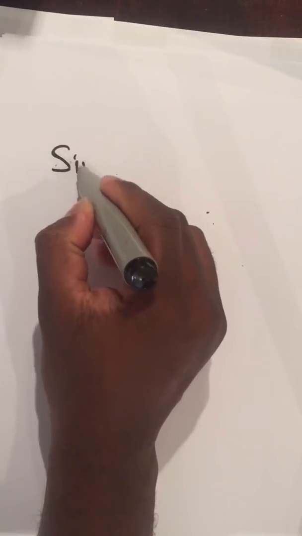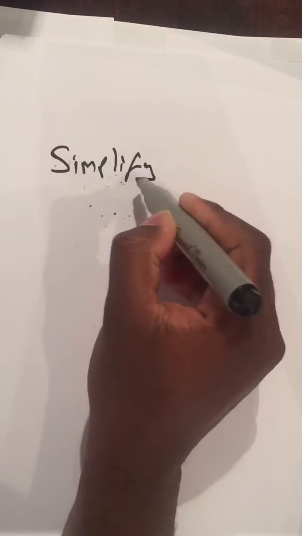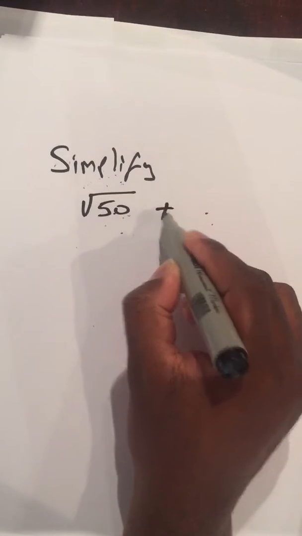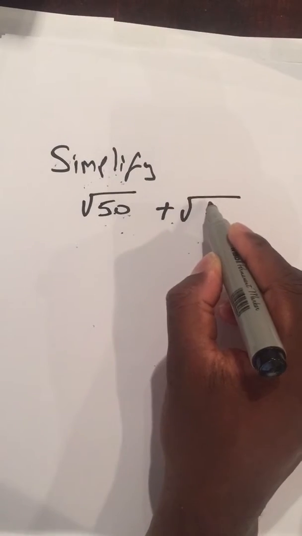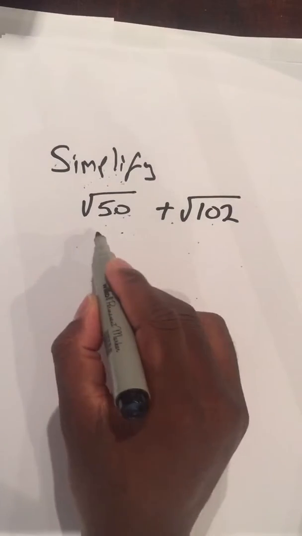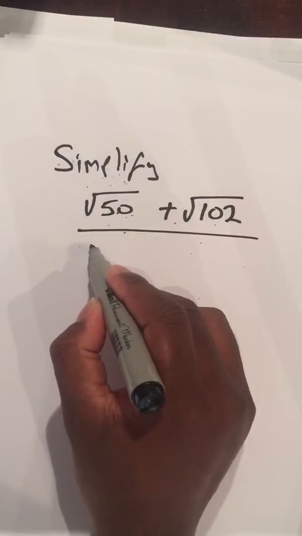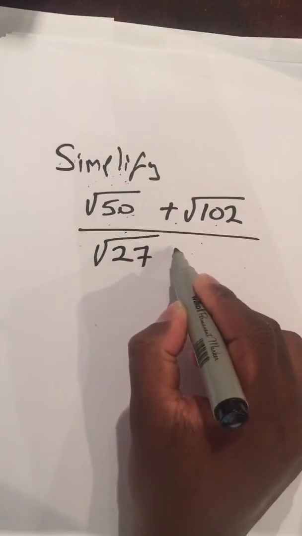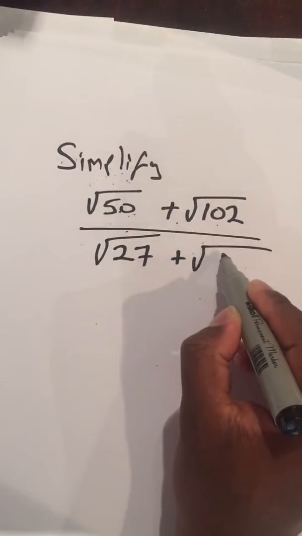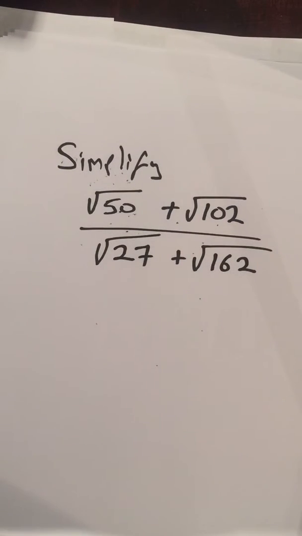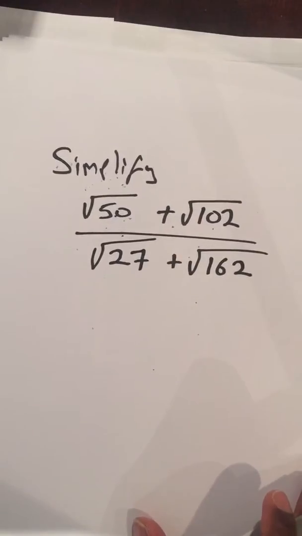So simplify root 50 plus root 102, divided by root 27 plus root 162. Okay, now we need to simplify that.